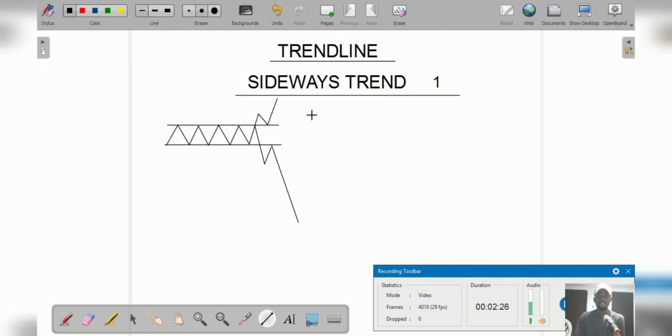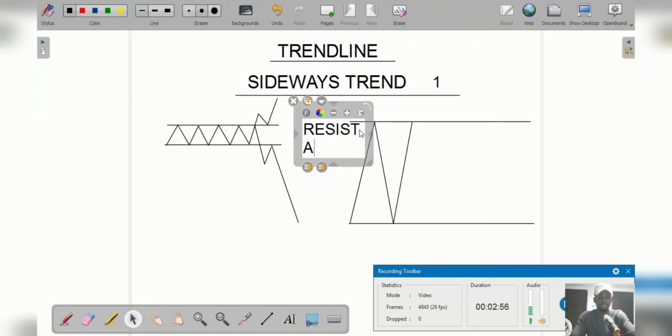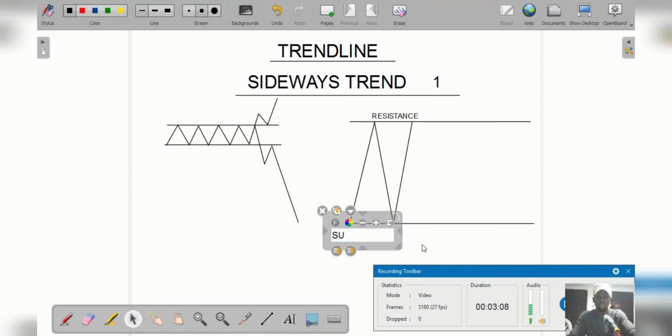But in a situation whereby we have this type of sideways trend, we can trade it, because price has to move from a support to a resistance, back to support, to a resistance. So we can trade within this structure. We refer to this level here as our resistance, and this level here as our support zone.